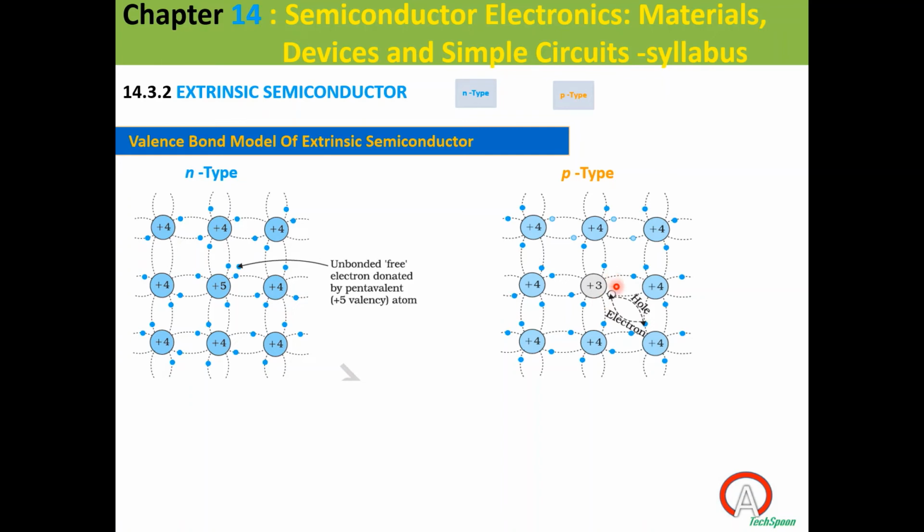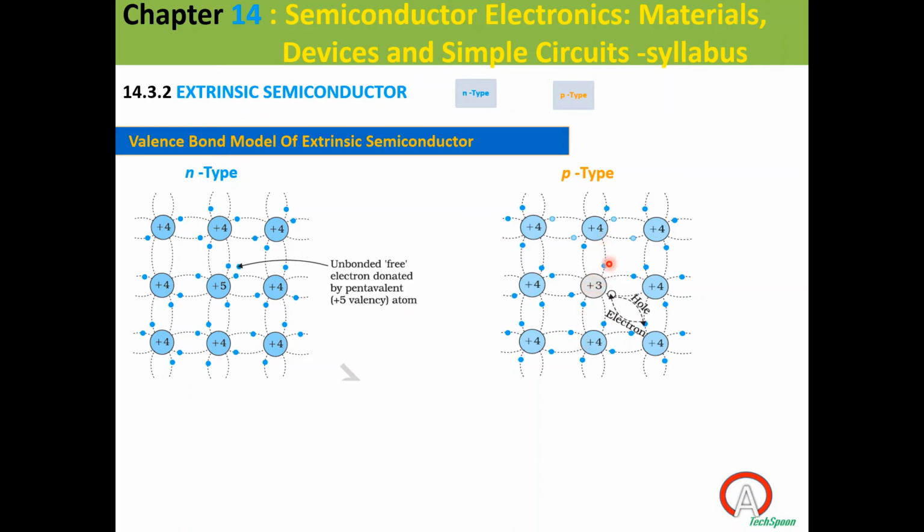3, right? So this impurity is added to the silicon to make P type. So this has 3 electrons. So how many covalent bonds can it make with the nearby atoms? These are silicon atoms.